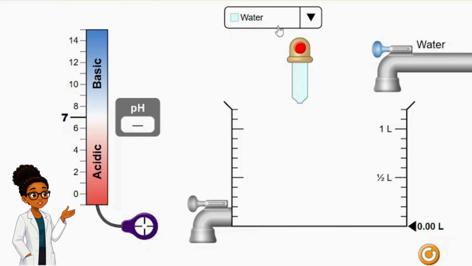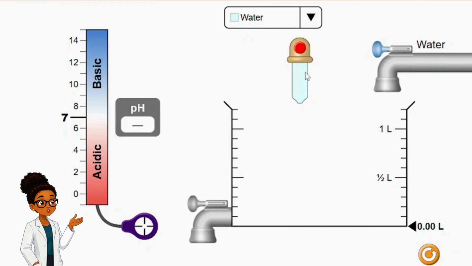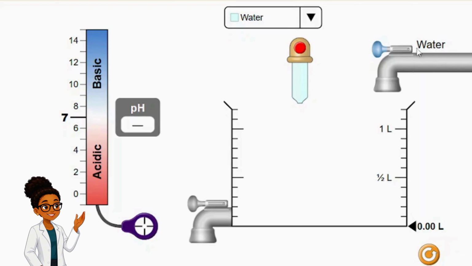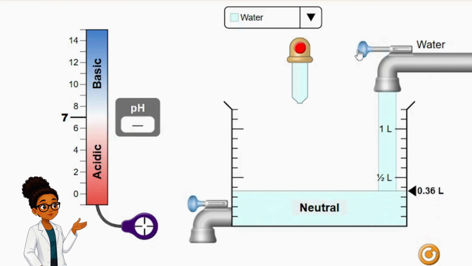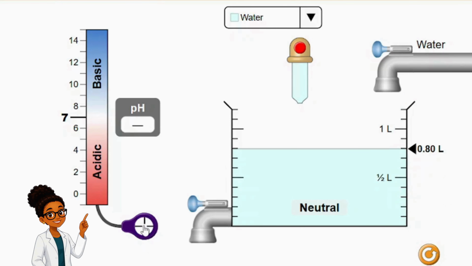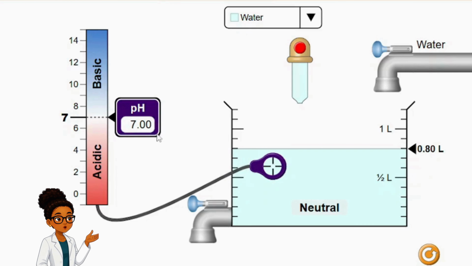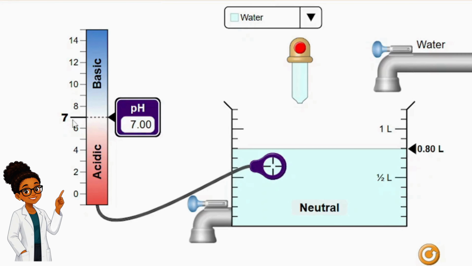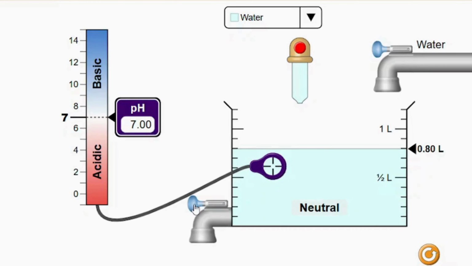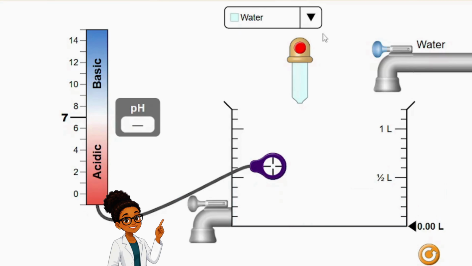Now let's look at the pH scale simulation. On the left, we can see the pH scale, and at the top, there is a drop-down box used to test different substances. We use the top tap to fill the tank with water. Notice that the pH scale shows a value of 7. This tells us that water is neutral. The bottom tap is used to drain the solution before testing another substance.